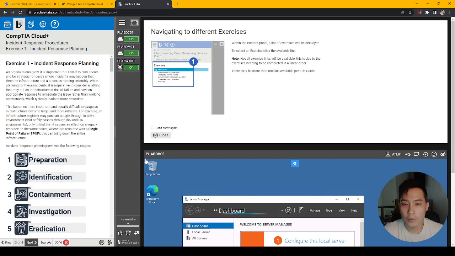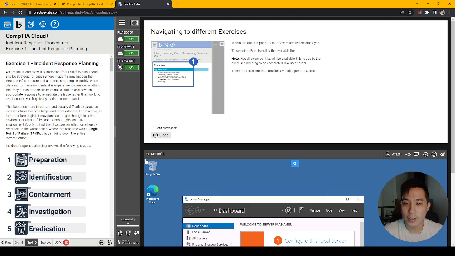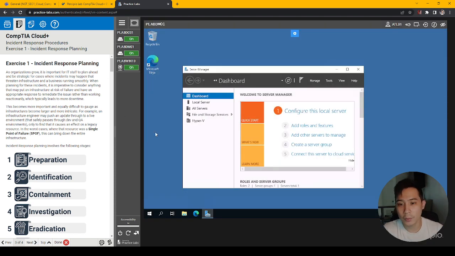For our first exercise, this will be about incident response planning. Now, as an organization grows, it is important for IT staff to plan ahead and be strategic for cases where incidents may happen that threaten infrastructure and the business from running smoothly.